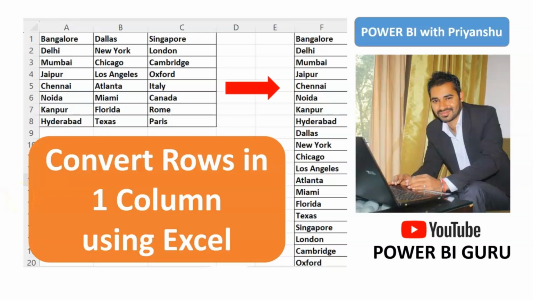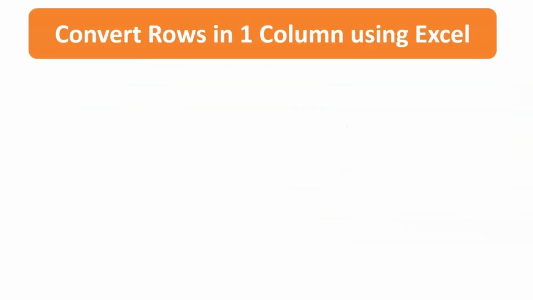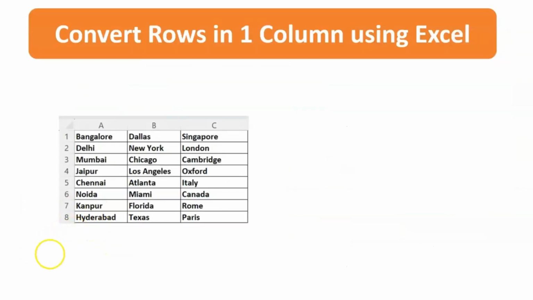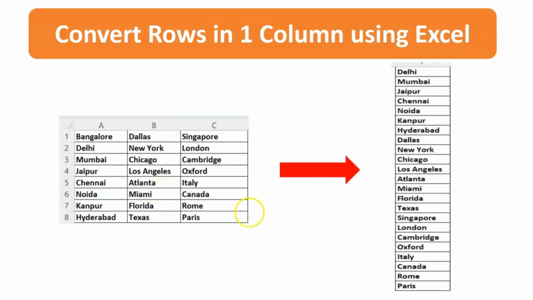Sometimes while preparing our data set, we face problems like having some data in matrix format that we need to convert into a column format. We can understand it by seeing an example: this is the data in matrix format, and we need to convert it into one single column. So how can we achieve it?